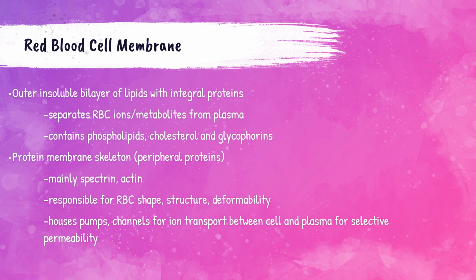The membrane of the red blood cell has an outer insoluble bilayer of lipids with integral proteins. This membrane barrier separates the red blood cell ions from the plasma. The membrane layer contains phospholipids, cholesterol, and glycophorins. The peripheral proteins are mainly spectrin and actin and are responsible for the shape of the red blood cell, its structure, and its deformability. This membrane also houses pumps which allow ion transport channels between the plasma and inside of the cell.